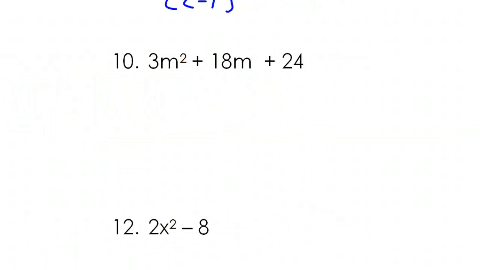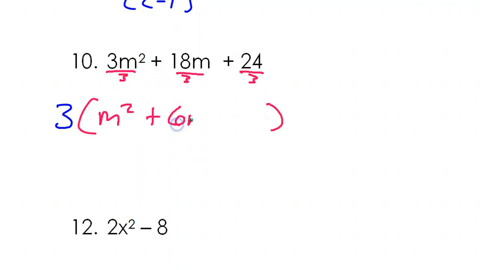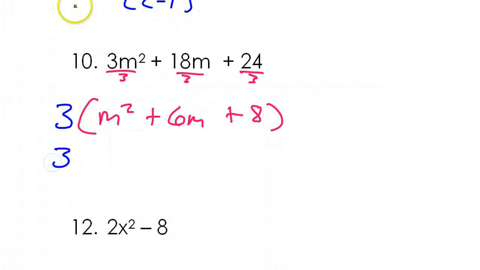Alright, let's take a gander at number 10. This one has a common factor. All of these are divisible by 3. So let's pull that out and see what happens. If I divide all of these by 3, I'm going to have m squared plus 6m plus 8. 24 divided by 3 is 8. Now, the last time I pulled out a GCF, the remaining trinomial was not factorable. Let's give it another try. Still have that 3 hanging around.